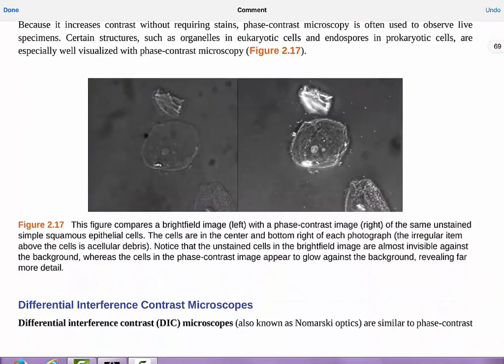All right, because it increases contrast without having to stain anything, phase contrast microscopy is often used to observe live specimens. Again, if you don't have to stain it, then you can have live specimens. It's also important for certain structures like organelles in eukaryotic cells and endospores in prokaryotic cells. They just show up really, really well in phase contrast microscopy.